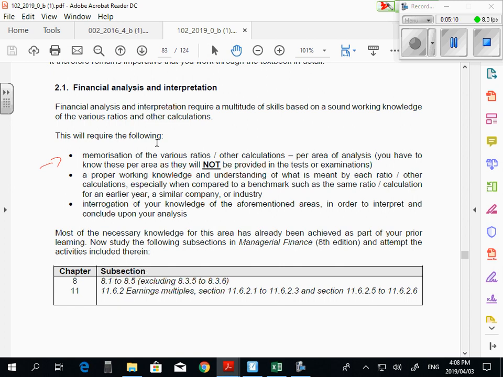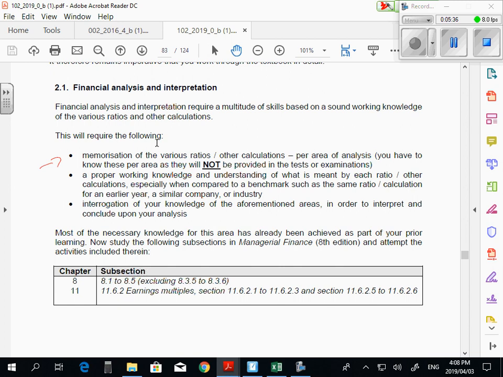2, a proper working knowledge and understanding of what is meant by each ratio. Okay. Other calculations, especially when compared to a benchmark such as the same ratio calculation for an earlier year, similar company or industry. And 3, interrogation of your knowledge of the aforementioned areas in order to interpret and conclude upon your analysis. Are you guys comfortable with that? Okay. So are you guys comfortable with what we need to do?